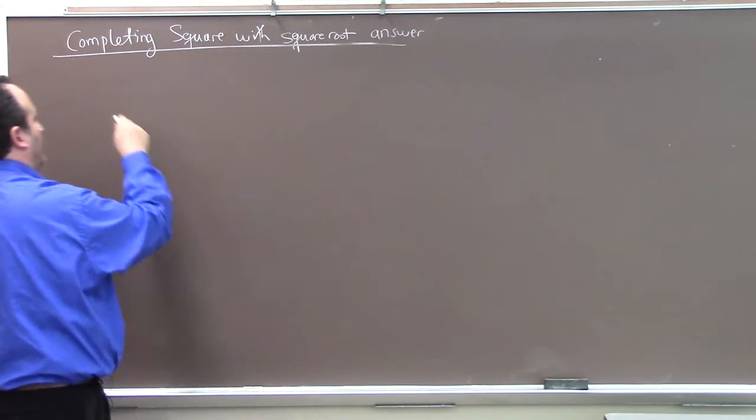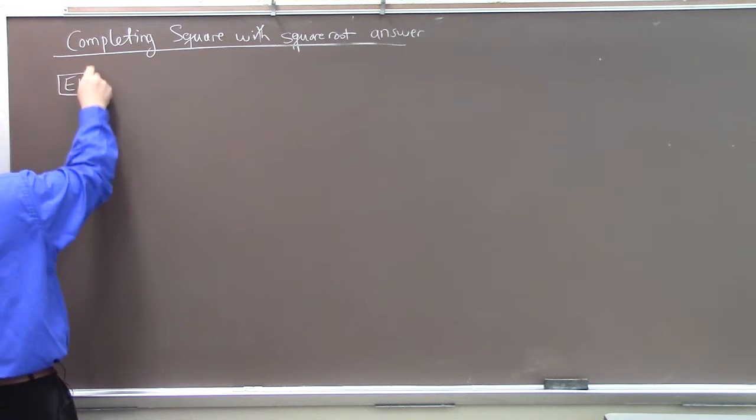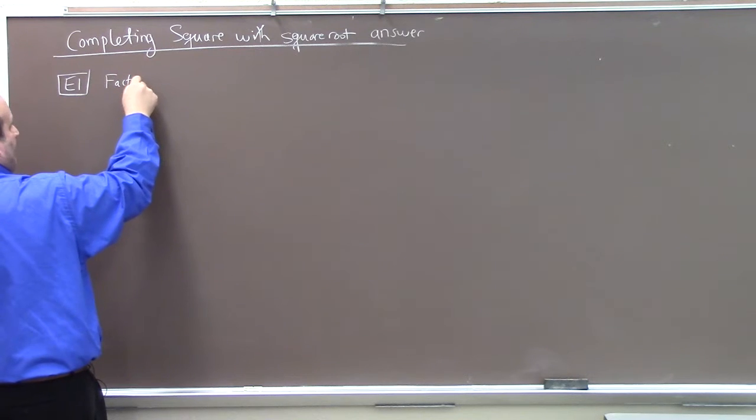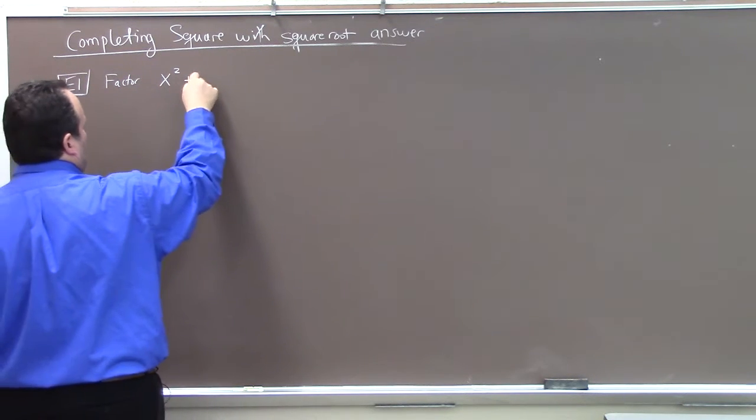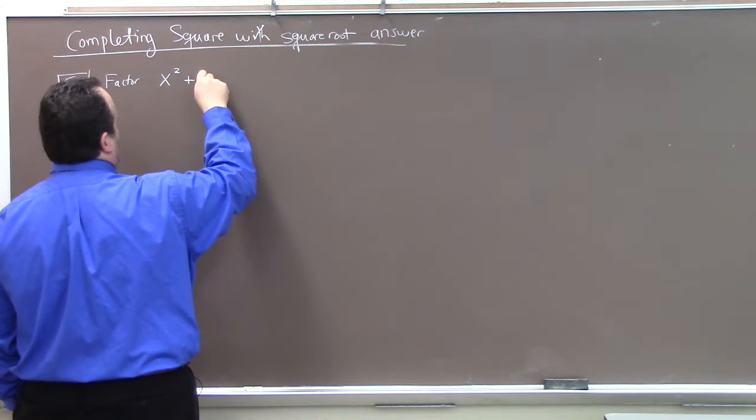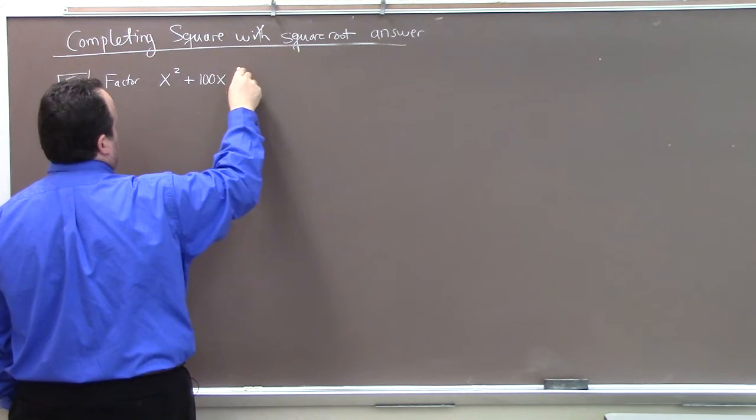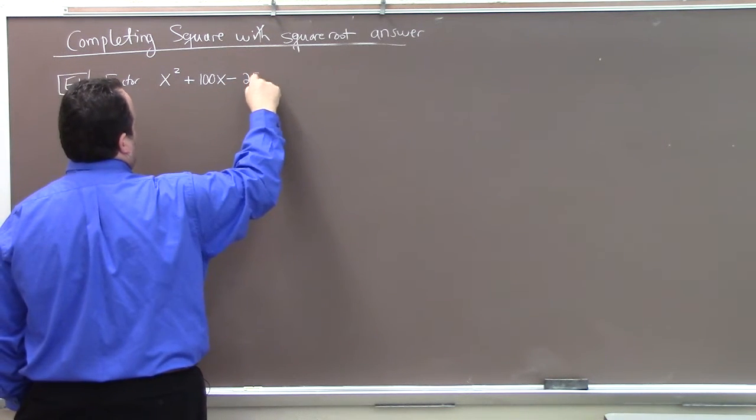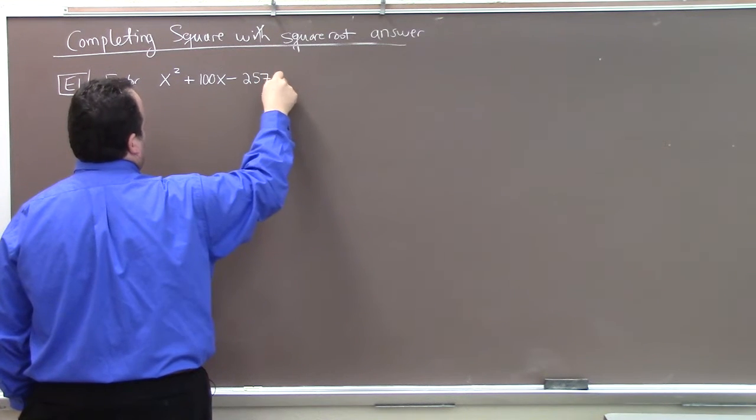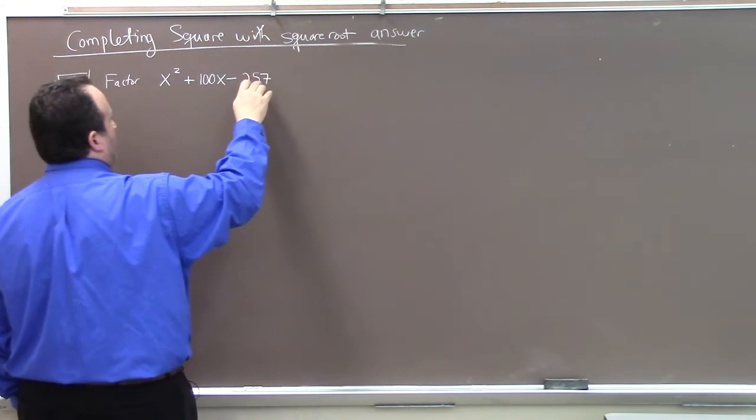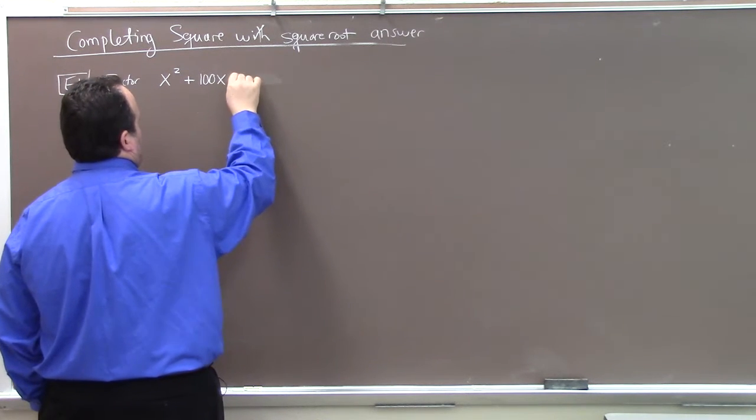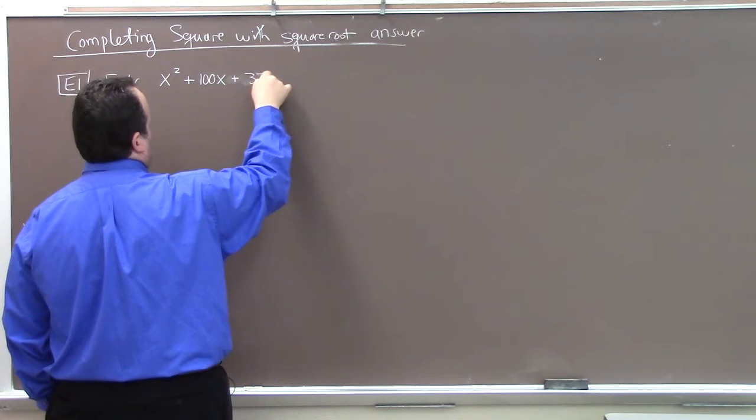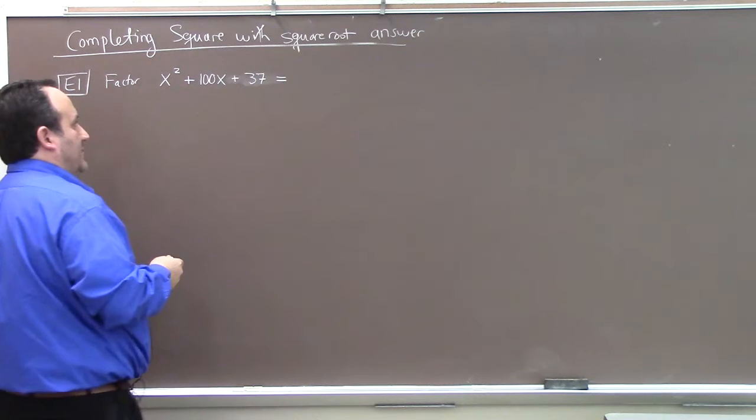Let's see here. So we'll work a few of those for you. Example 1. Factor x squared plus, I don't know, 100x minus 257. That's weird enough, isn't it? What's wrong with me? Why did I make this so ugly? Let's try that again. Let's say just plus 37 there. All right. May not make it so ugly.